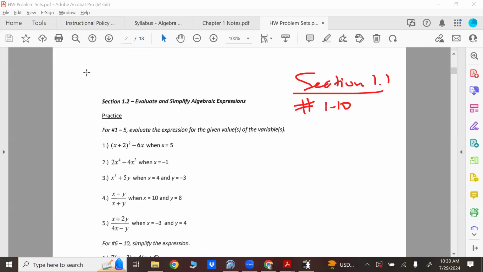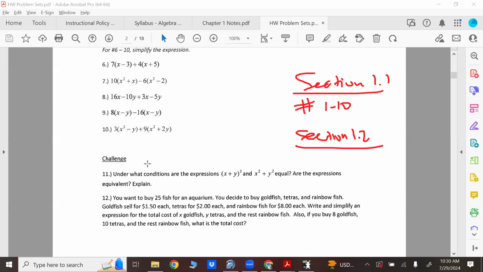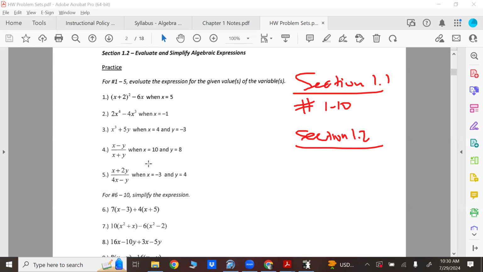In section 1.2, and feel free to work with each other, I'll come around and help you out. Do 1 to 10 again. We'll do 11, 12 another time. Maybe tomorrow. That might be good.